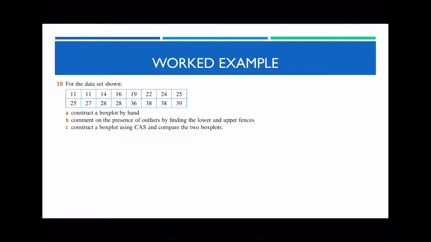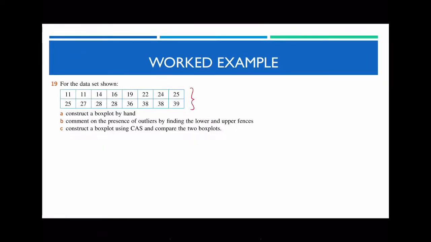So the first question wants us to construct a box plot by hand. Before we can draw the box plot, what we need to do first is find the 5-figure summary. Notice that this data set is already in order. Once it's in order, you need to find the median. So remember, use the (n+1)/2 formula, where n represents how many numbers there are in the data set. In this example, there are 16 numbers. So if you go 16 plus 1, which is 17, 17 divided by 2 is equal to 8.5.